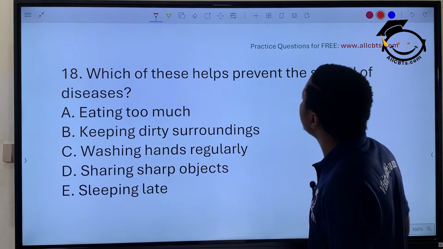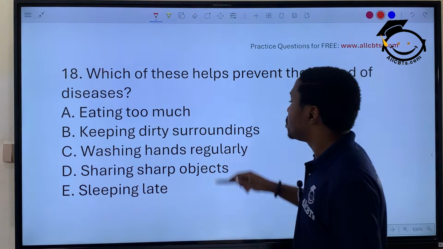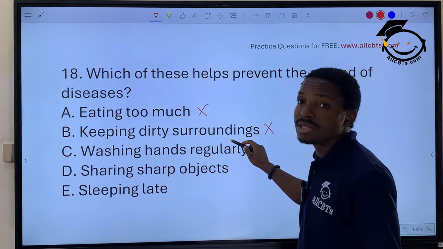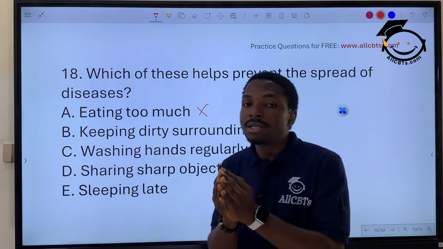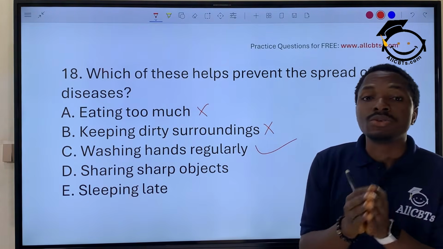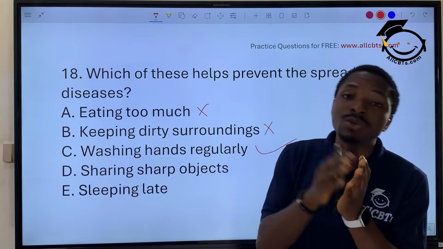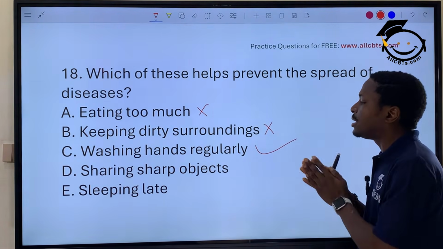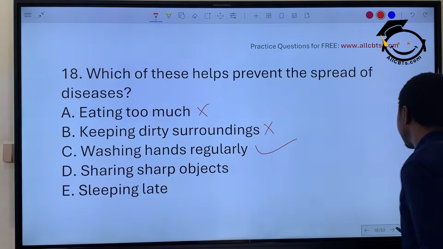Then question 18. Which of these helps to prevent the spread of diseases? Eating too much, no. Keeping dirty surroundings, no. In fact, this increases the spread of diseases. Washing hands regularly, correct. There's a rule that you should wash your hands for 20 seconds every 20 minutes. So washing your hands regularly helps to reduce the spread of germs and diseases.